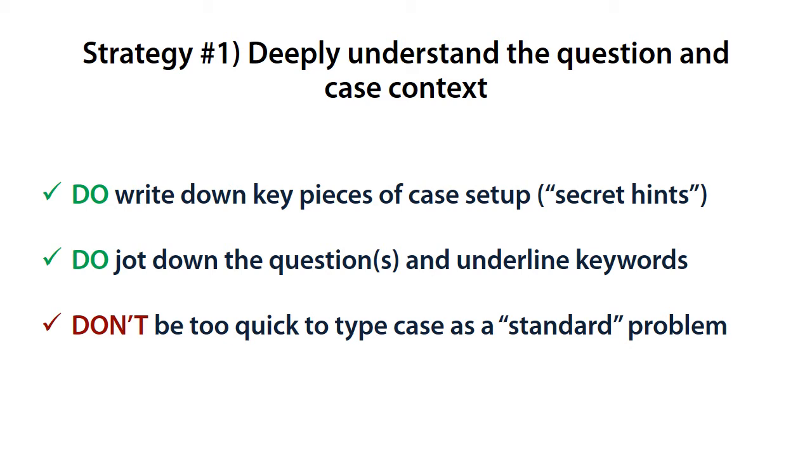First, you need to write down the key pieces of the case setup. Doing this will help you to put together a more relevant case structure. Second, you should jot down the questions and underline the key words. It's very important that you actually write out these key questions because it helps you contextualize everything and not get lost in the weeds later on in the case. This is very important. Put a big box around it, underline them, whatever you need to do. Make sure those key questions are easy for you to reference whenever you need to.